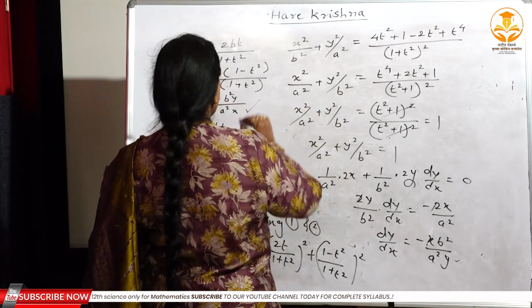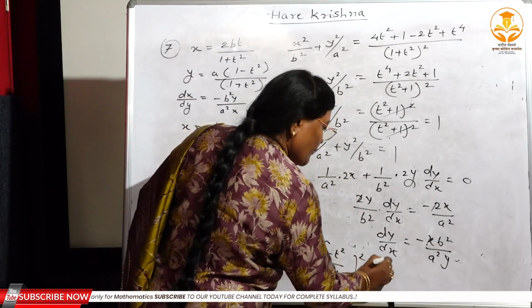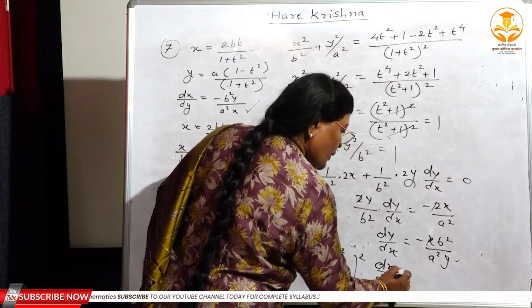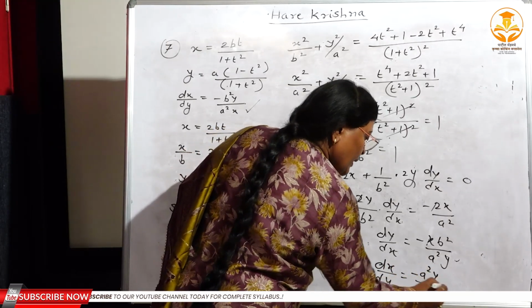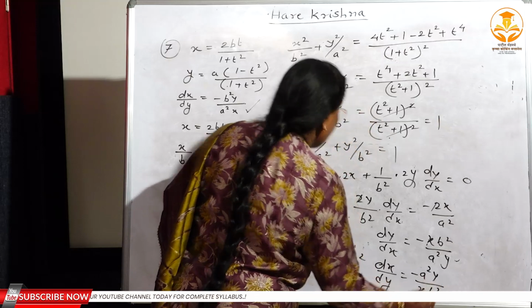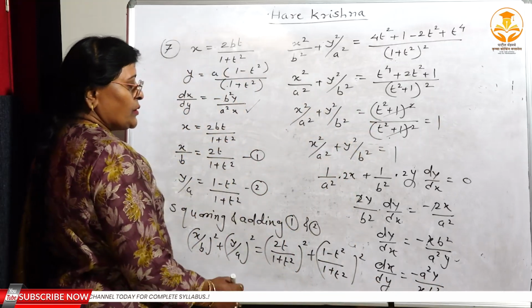But what is your aim? dx/dy. Therefore, dx/dy you can write as −a²y/(xb²), isn't it?